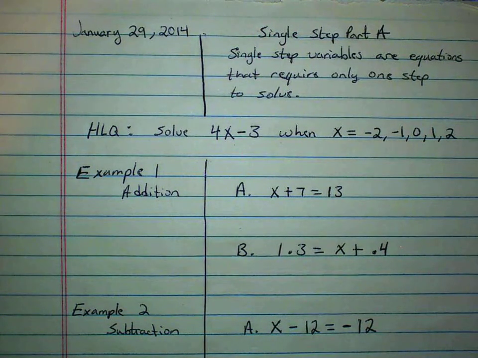Your HOQ is going to be solve 4x minus 3 when x is equal to -2, -1, 0, 1, and 2. It means you need to solve that equation for each one of those values. So you're going to have 5 different answers.